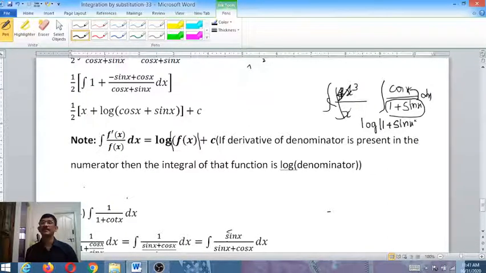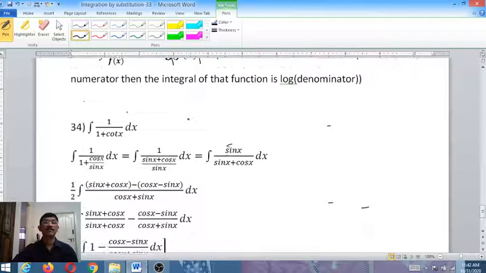I had told this earlier. Once again I am telling you. The derivative of cos x plus sin x is cos x minus sin x. The derivative of the denominator is present in the numerator. The answer is log of modulus of cos x plus sin x. Understood, right?